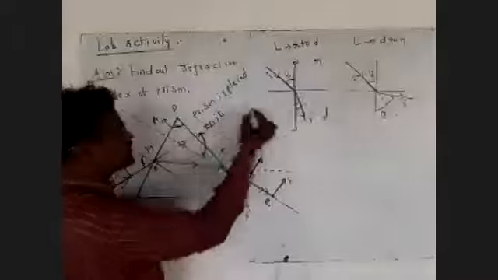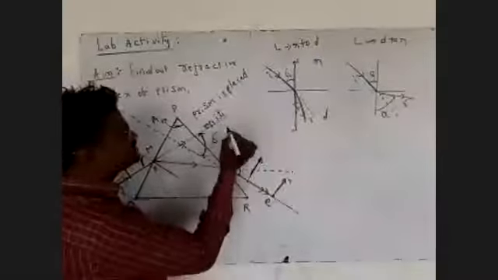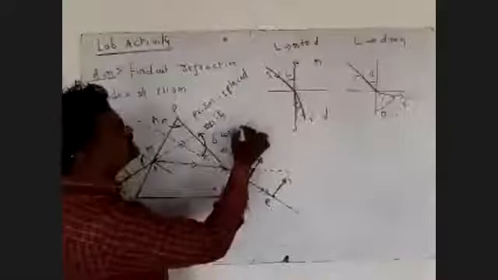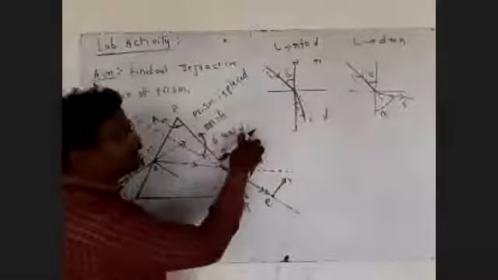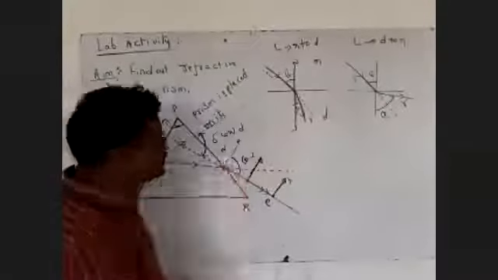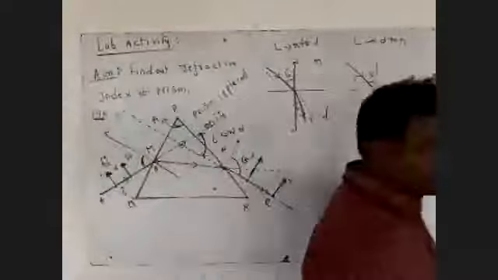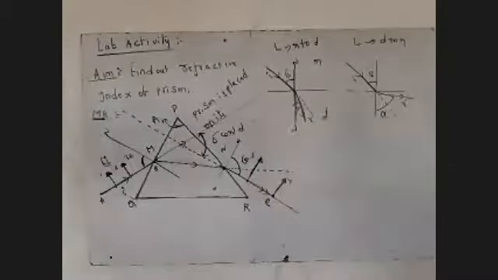So this is an incident ray. This is the emergent ray, because this is a deviation, a lateral deviation. It is denoted by the small d. This is the angle of deviation.